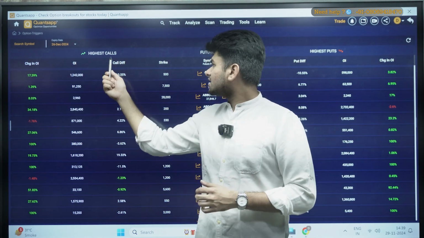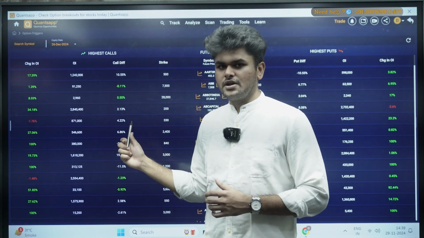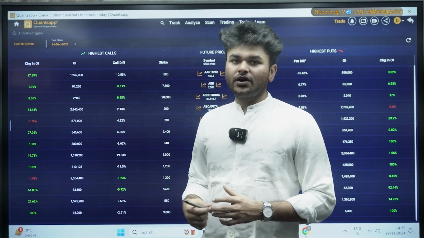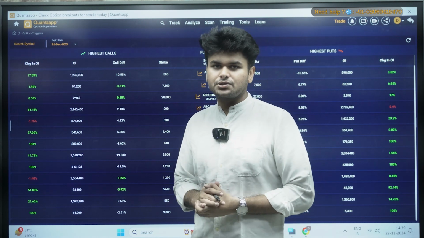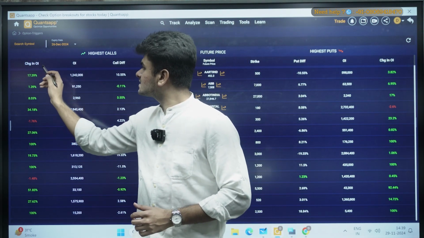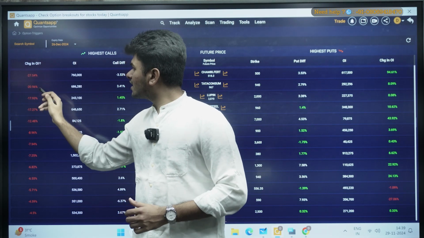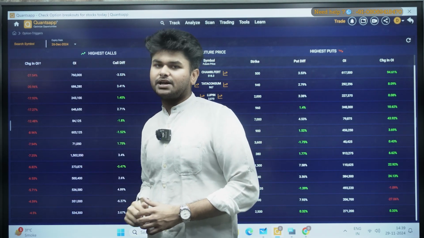Because there is the highest call open interest there, that means most of the call sellers are available here. Now we just need to see in which of the stocks the call sellers are exiting, because we are bullish today, so we are only going to see where the call sellers are exiting. Simply by clicking on the change in OI, you can sort it so that you can see where the maximum sellers are exiting.